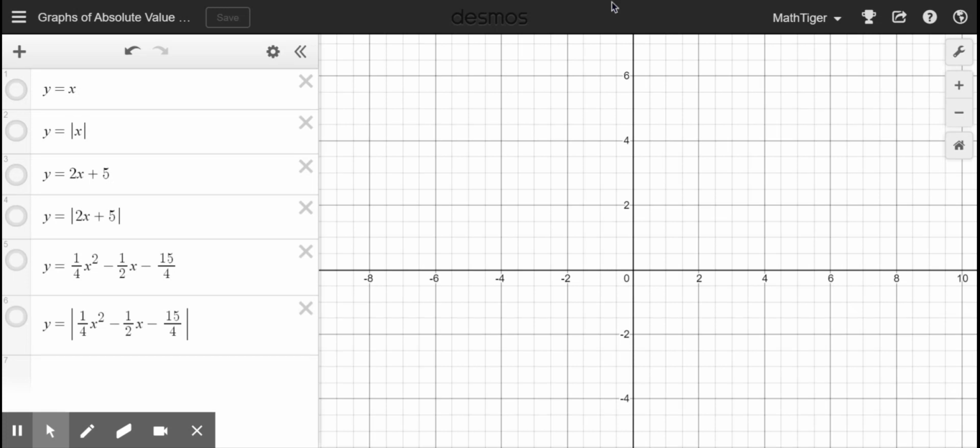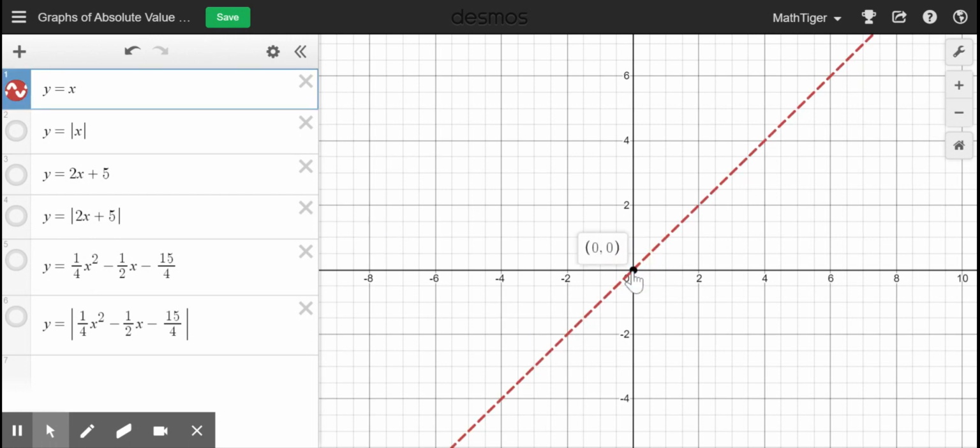Now, before we start using some algebra and some reasoning in order to figure out what the graphs of these absolute value functions look like, let's just graph some of them in Desmos and get a feel for an absolute value function here. So here's the graph of y equals x. I just made these original functions dashed lines to contrast them with the absolute value functions that we're about to graph. So the graph of y equals x, it has an x-intercept at (0, 0). It has a positive slope of 1.